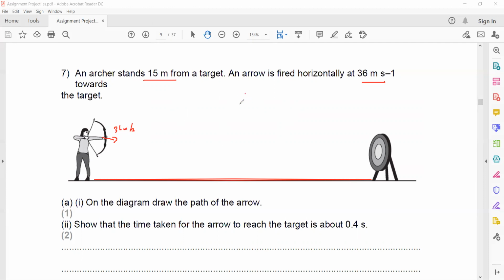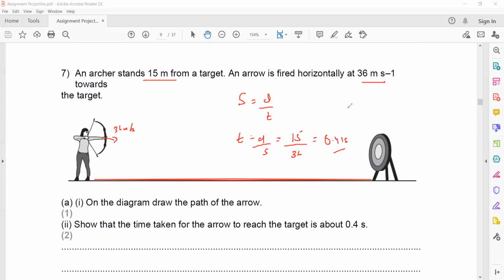We have the formula, speed is equal to distance over time. So time is equal to distance divided by speed. Distance is given as 15 and speed is 36. So 15 divided by 36 will be 0.41 seconds. This arrow will take 0.41 seconds to hit the target.